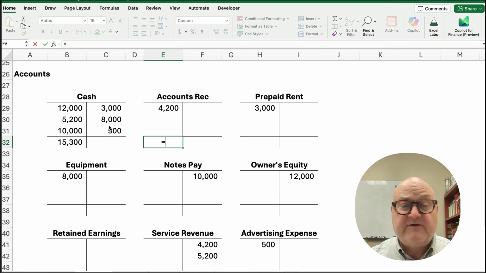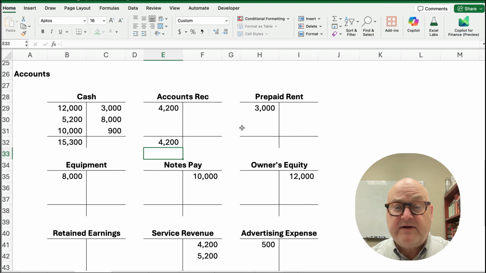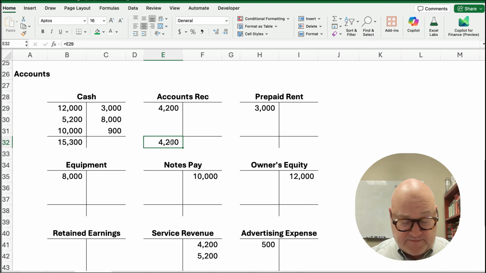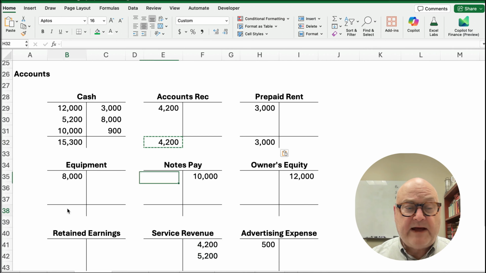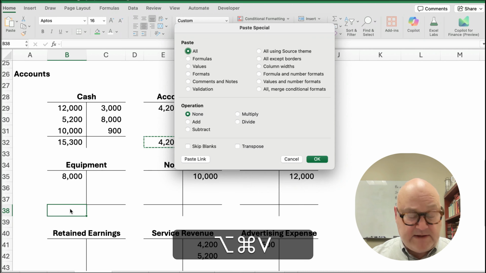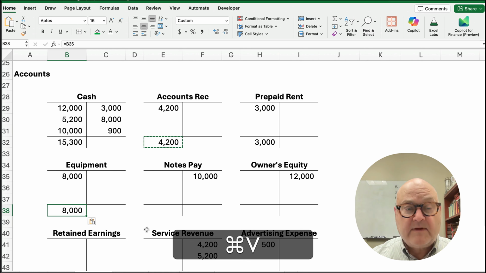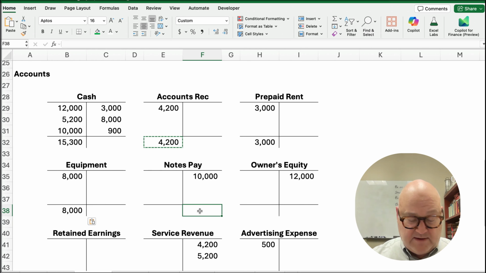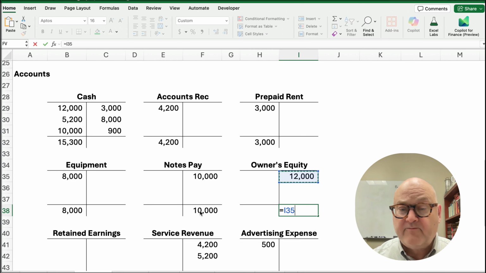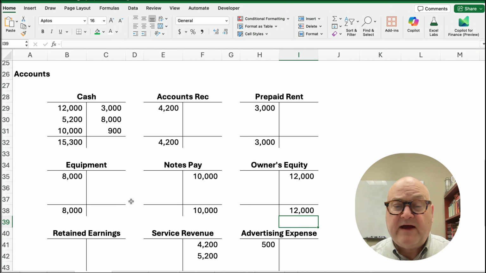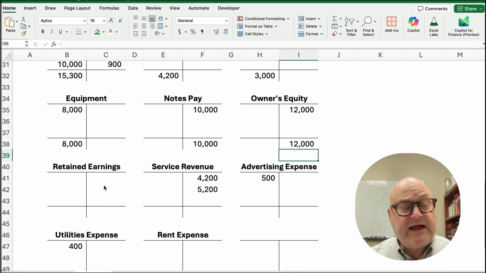The balance of accounts receivable is $4,200. The balance of prepaid rent is $3,000. The balance of equipment is $8,000. The balance of notes payable, $10,000. You can easily see $12,000 owner's equity. We have an account called retained earnings. That's where we're going to put our net income or net loss.